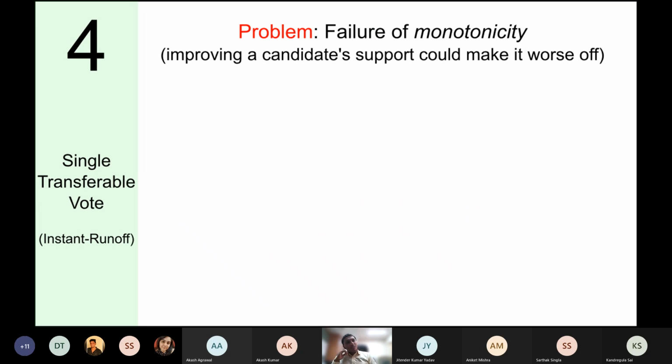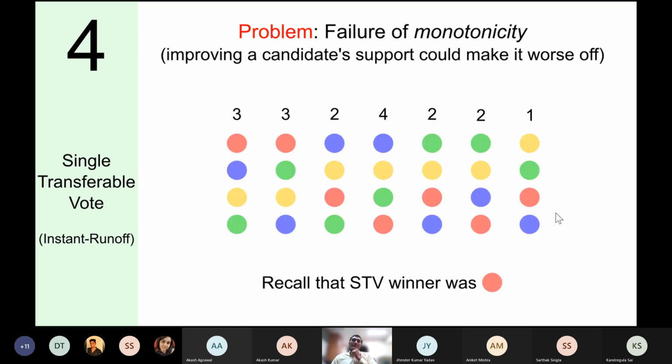But not all is nice with STV. The problem with it, among others, is the failure of a property called monotonicity. What does that mean? Roughly, it means that sometimes improving a candidate's support could make it worse off. Let's look at an example. This is the same thing that we saw before, and recall that the STV winner was red.